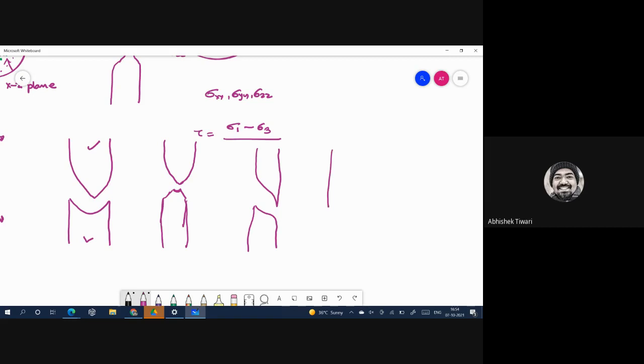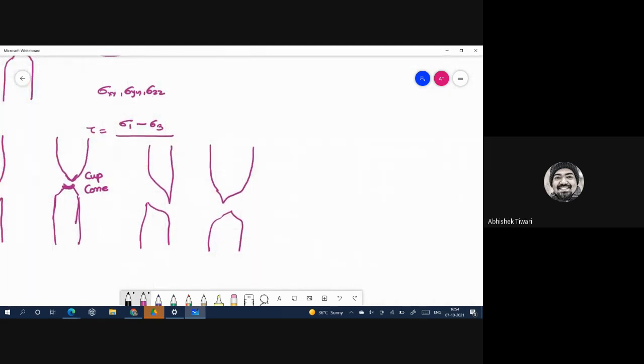This looks very brittle. It will not be like this. It will be first necking and then something like this, and the other part will be like that. Okay, so this is called cup and cone. So this is cup, this is cone. So cup-cone fracture.